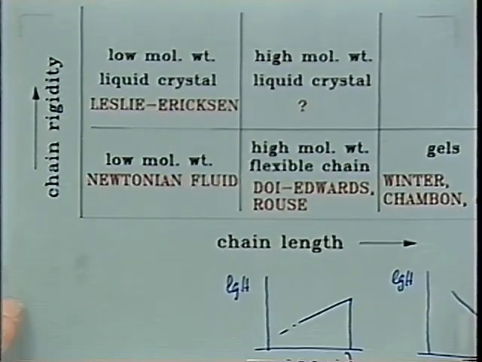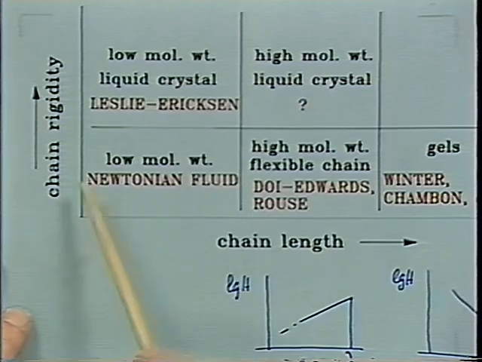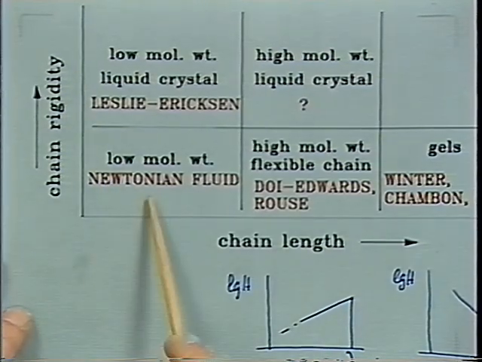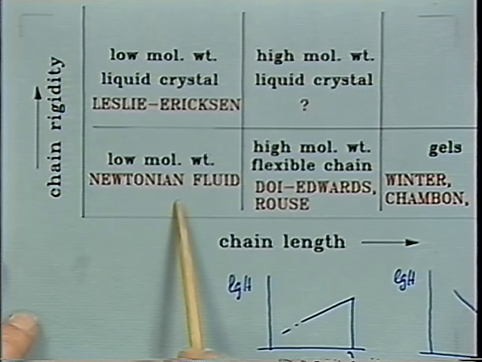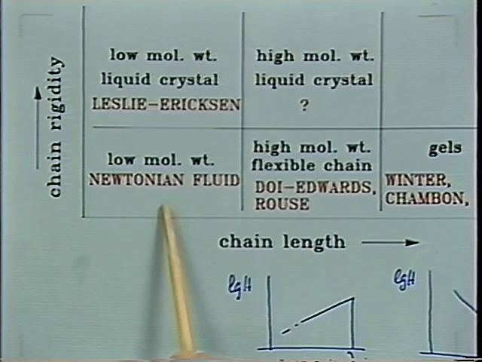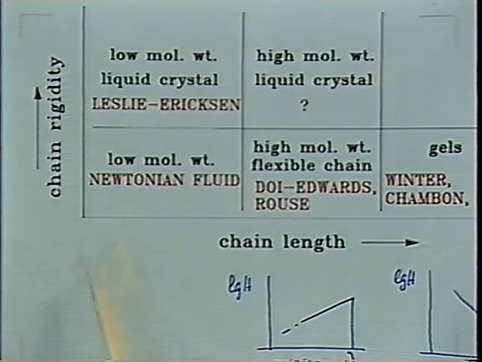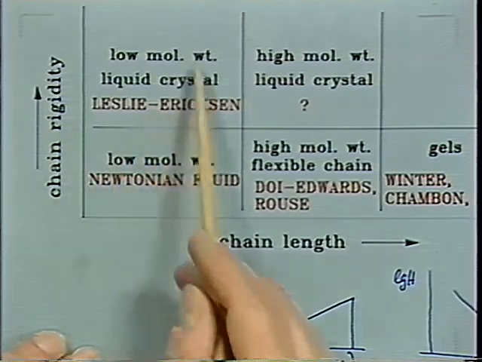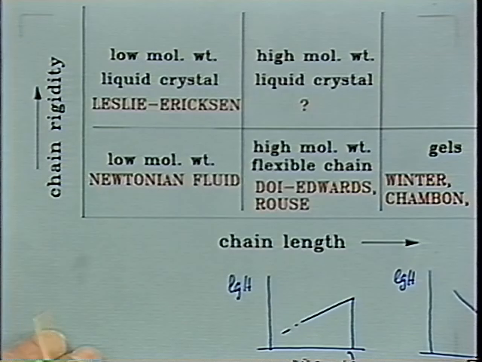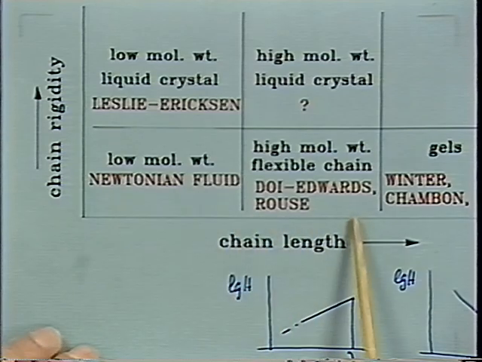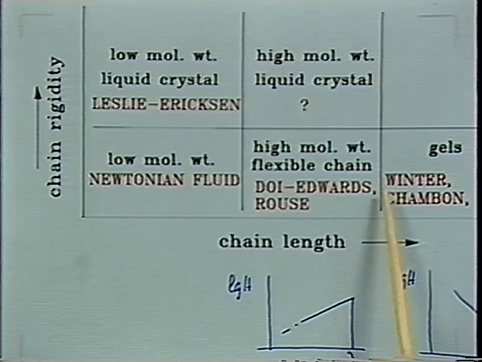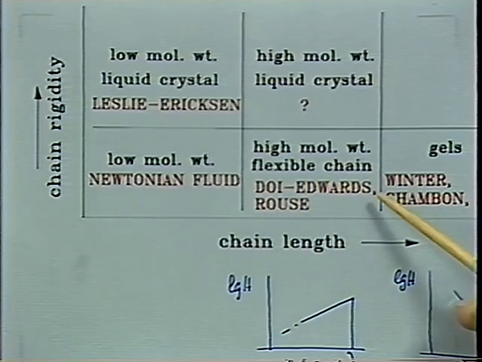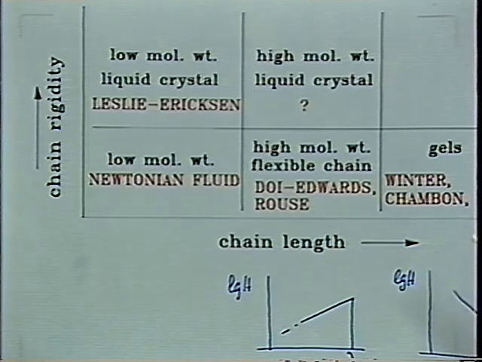Here I charted out the state we are in currently, increasing the chain length down here and making the molecules more stiff. We would have a low molecular weight material, which is Newtonian, if the chains don't have any aspect ratio. But if you have sufficiently long molecules and make them stiff, then a low molecular weight theory, Leslie-Ericksen theory, describes phenomena very nicely. Now, at higher molecular weight, the material becomes viscoelastic. Molecular dynamics theories of Rouse and Doi-Edwards would be of interest.